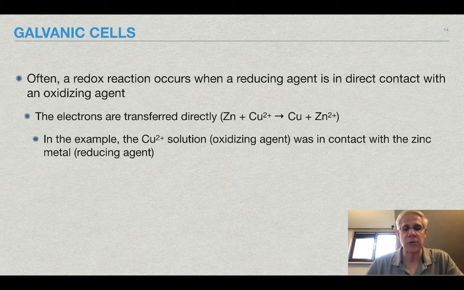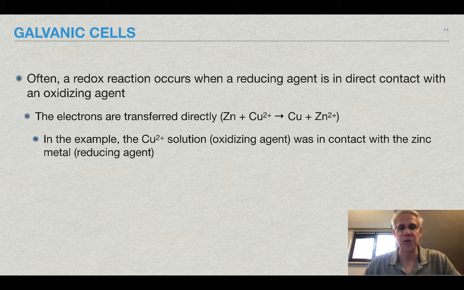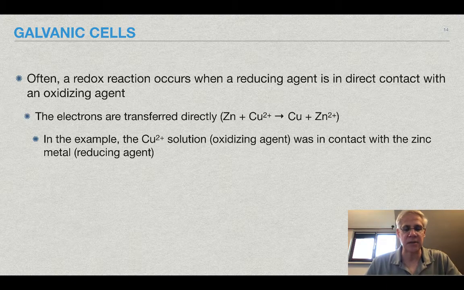And so when we say that something is an agent, what we're talking about is not what happened to it, but what it did to something else. So since the copper was reduced, it made the zinc get oxidized, and so it's an oxidizing agent. And here, since the zinc was oxidized, it made something else get reduced, and so it is the reducing agent. It can be a little confusing. You just have to remember that those two things are opposite because we're taking an opposite point of view. What happened to it versus what did it do to something else?